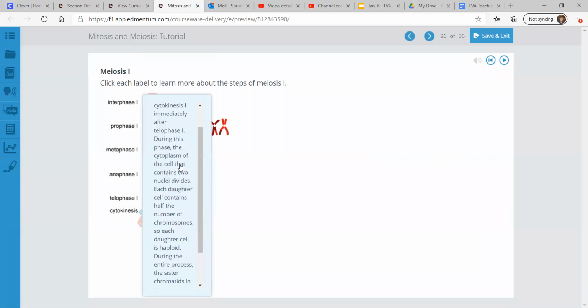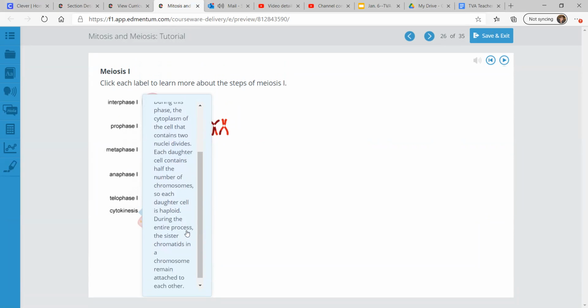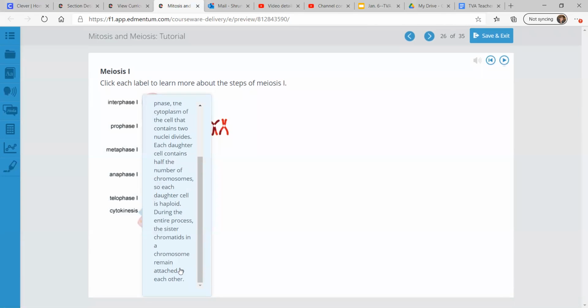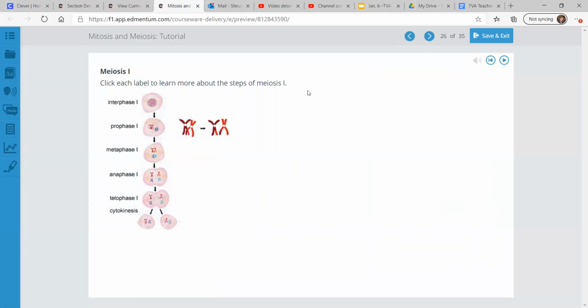And then lastly, you have cytokinesis. The cell enters cytokinesis immediately after that telophase. And here, the cytoplasm of the cell that contains two nuclei divides. Each daughter cell contains half the number of chromosomes, so each daughter cell is haploid. During the entire process, the sister chromatids in a chromosome remain attached to each other.